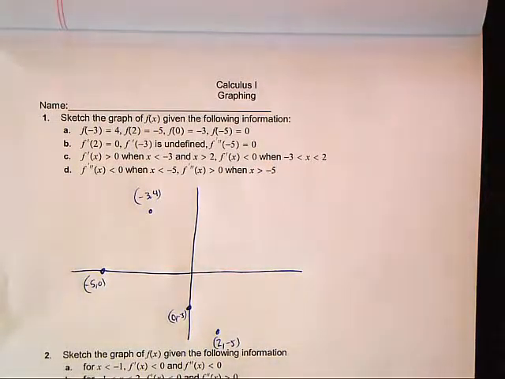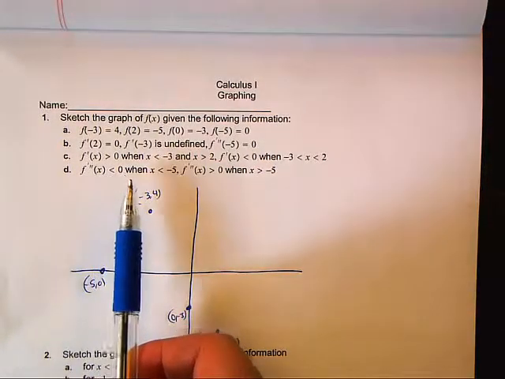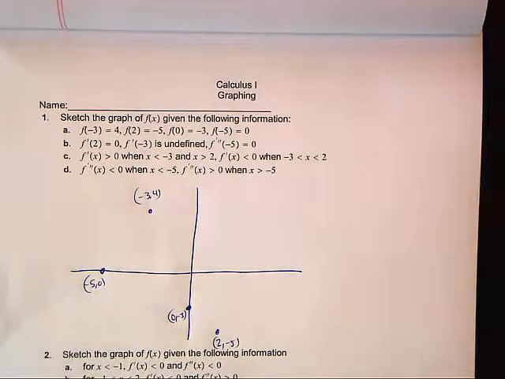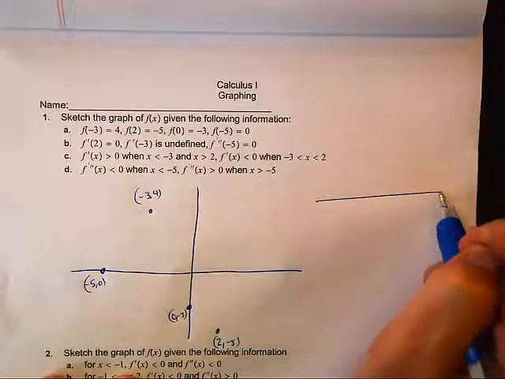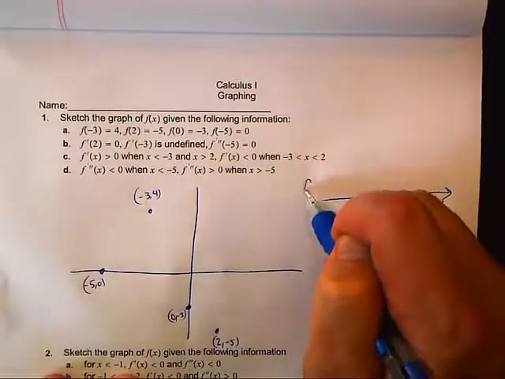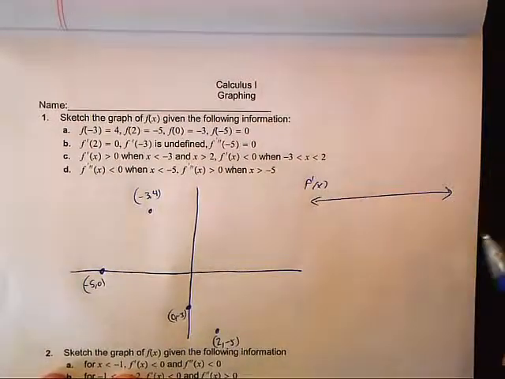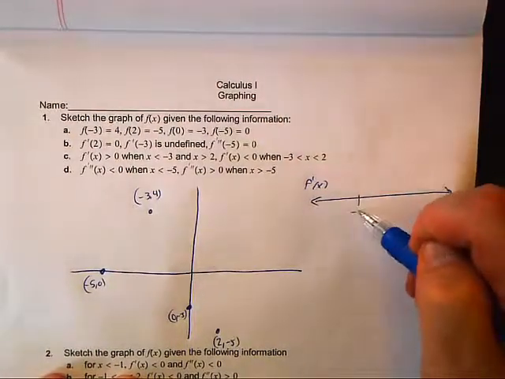Okay, then it says f prime of x is greater than 0 when x is less than -3 and x is greater than 2. F prime of x is less than 0 when -3 is less than x is less than 2. What I like to do with that is draw a number line because I'm used to dealing with this with a number line. So I'm going to mark down the important points they gave me. They're -3 and 2.